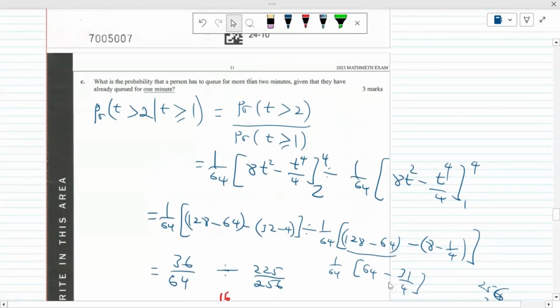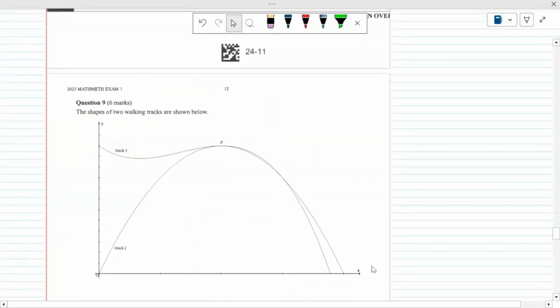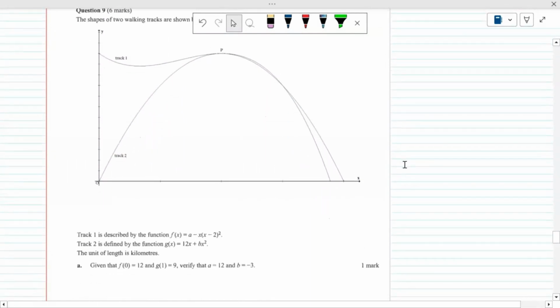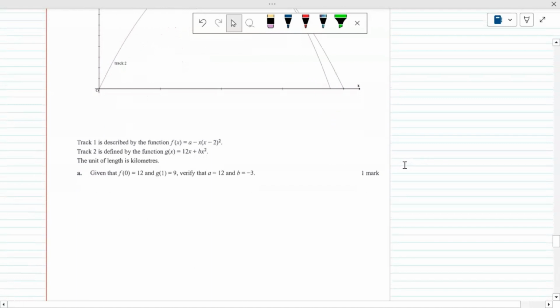All right, that's a lot of fractions. All right, the last question, which is question 9. Now the shapes of 2 walking tracks are shown below. Track 1 is described by the function f of x equals a minus x, x minus 2 to the power of 2, where the second track is defined by the function g of x equals 12x plus b x squared. So given that f of 0 equals 12, and g of x equals 1, y equals 9, verify a equals 12.